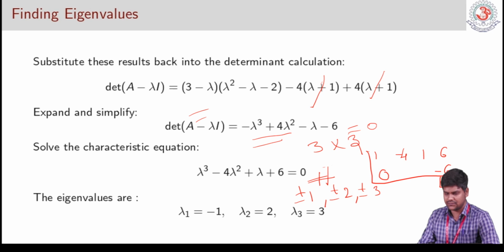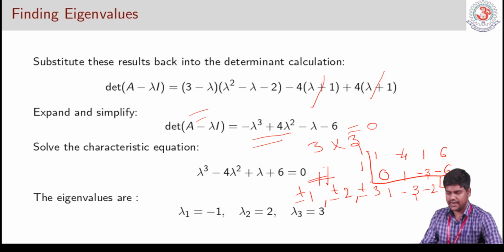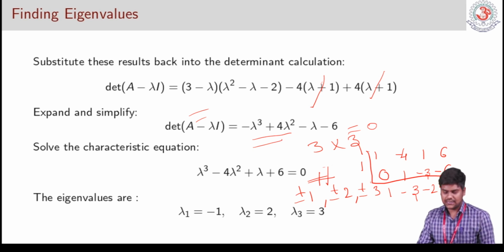So start with plus 1. If we put plus 1 here: 1 plus 0 is 1. 1 into 1 is 1. Minus 4 plus 1 is minus 3. 1 into minus 3 is minus 3. 1 minus 3 will be minus 2. 1 into minus 2 will be minus 2. It's not minus 6, so that means plus 1 is not a root.